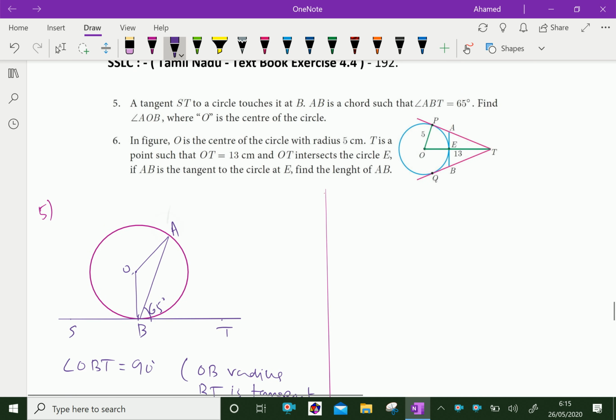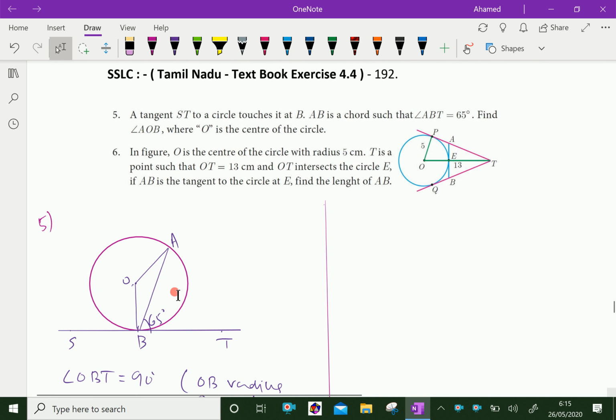Next, question number 6. In the figure, O is the center of a circle with radius 5 centimeters. Here OP is 5. T is a point such that OT is 13 centimeters and OT intersects the circle at E. If AB is a tangent to the circle at E, find the length of AB.